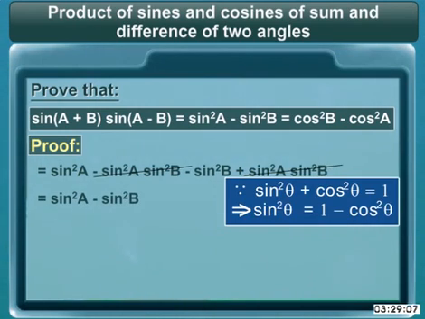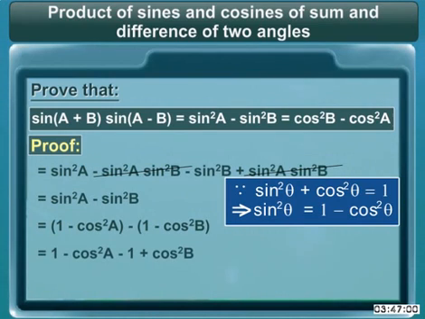Again using the same trigonometric identity, sin square theta plus cos square theta equal to 1 implies that sin square theta equal to 1 minus cos square theta. We get it is further equal to 1 minus cos square a minus 1 minus cos square b. That is, it is equal to cos square b minus cos square a. So we have proved that sin of a plus b into sin of a minus b is equal to sin square a minus sin square b, or it is equal to cos square b minus cos square a.